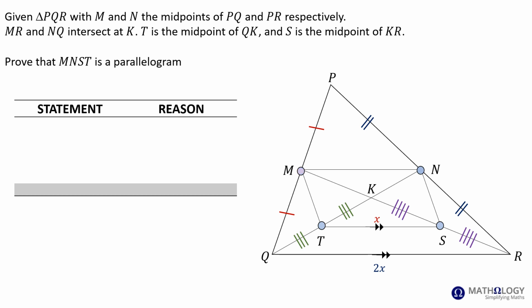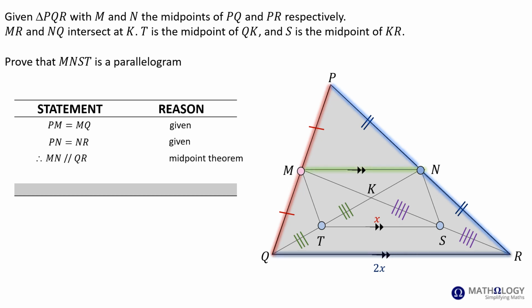We can apply the midpoint theorem again, in triangle PQR. PM equals MQ, given. And PN equals NR, given. We can now state that MN is parallel to QR, the reason being the midpoint theorem. We can also state that MN equals 1/2 QR, for the same reason. MN is therefore x units in length.